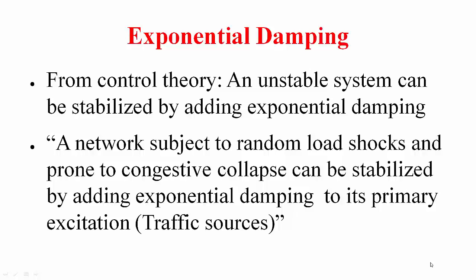What does it mean with respect to networks? So currently the network is congested, so it is in a state of congestive collapse. If you want to stabilize this system, you need to introduce exponential damping to its primary excitation, which in this case is the traffic sources. Basically, give enough time for the system to recover before you send packets.